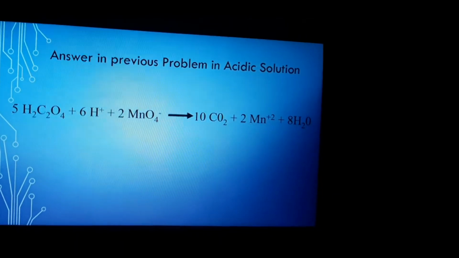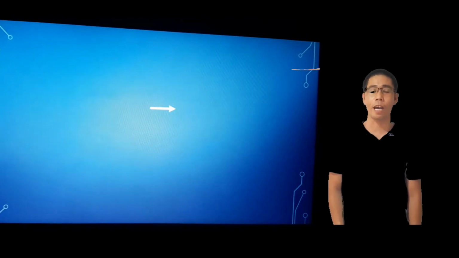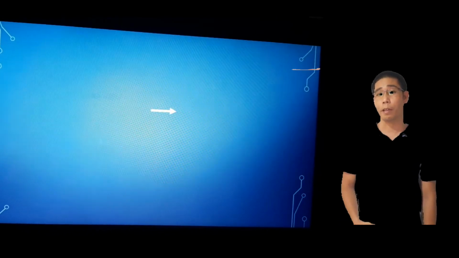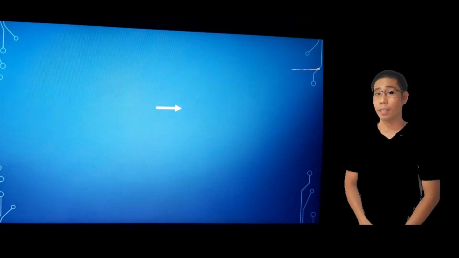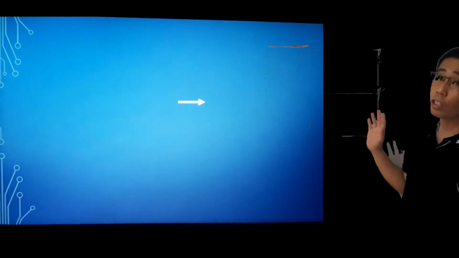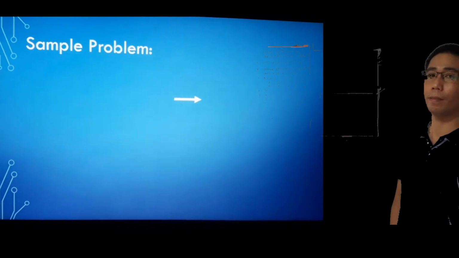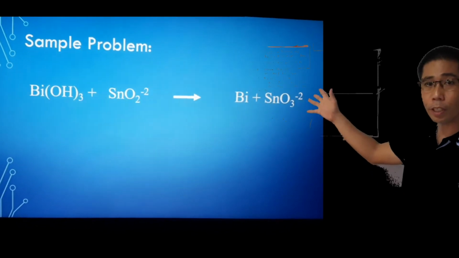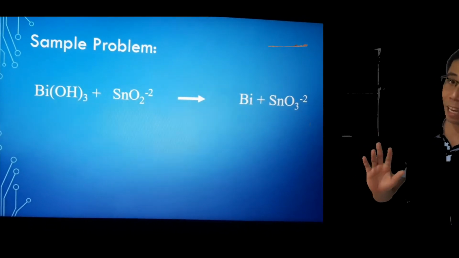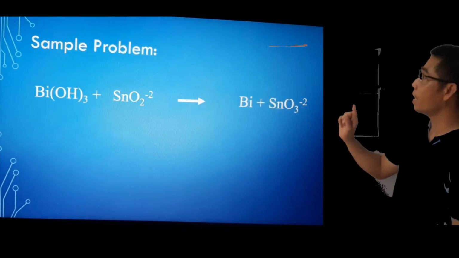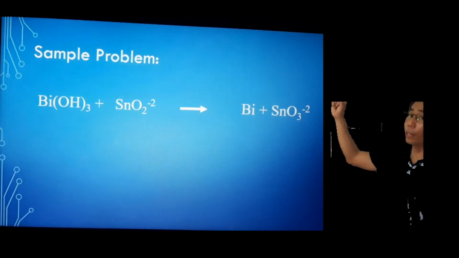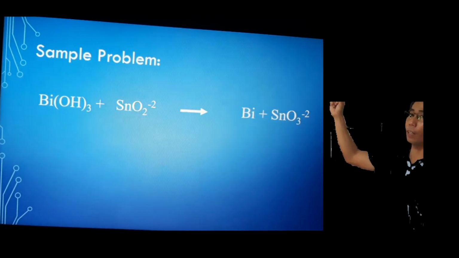Okay, today we're going to discuss redox reaction in basic solution. So here is the sample problem that we're going to study today. We have here bismuth hydroxide plus SnO2 negative 2 will produce bismuth, the metal, plus SnO3 negative 2.